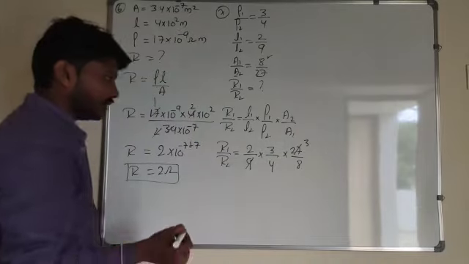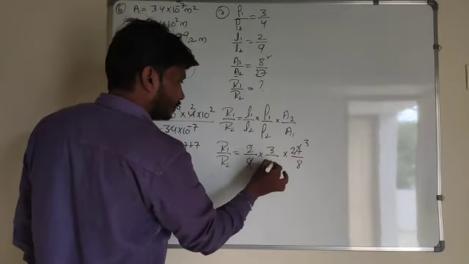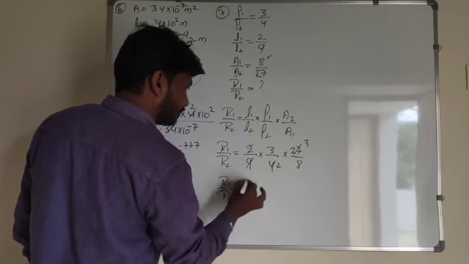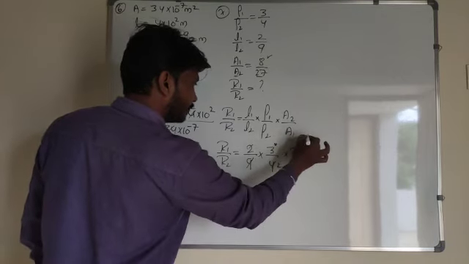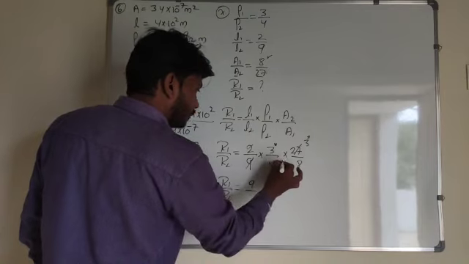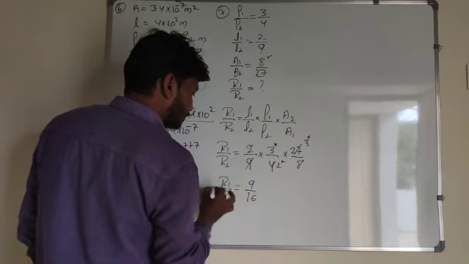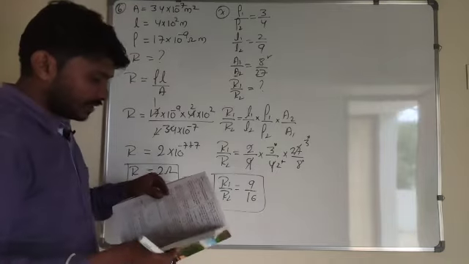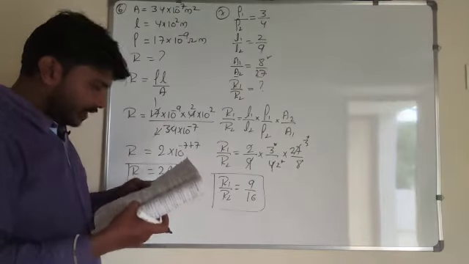9 ones are 9, 3 threes are 9, 2 2s are 4. So R1 by R2 is equal to 3 into 3, 9 here, 2 into 8, 16. So what is that ratio here? Ratio of the resistance is 9:16 here. So we'll look at the next one.